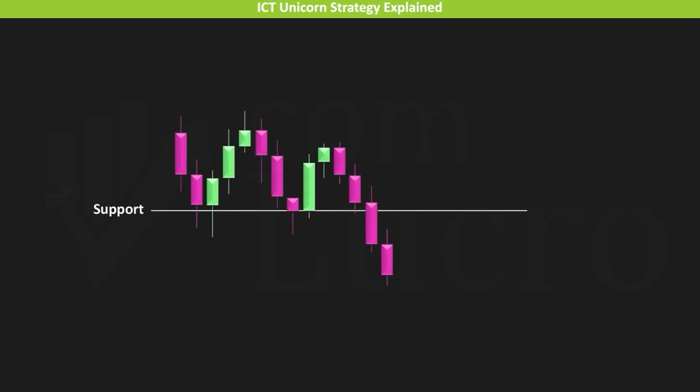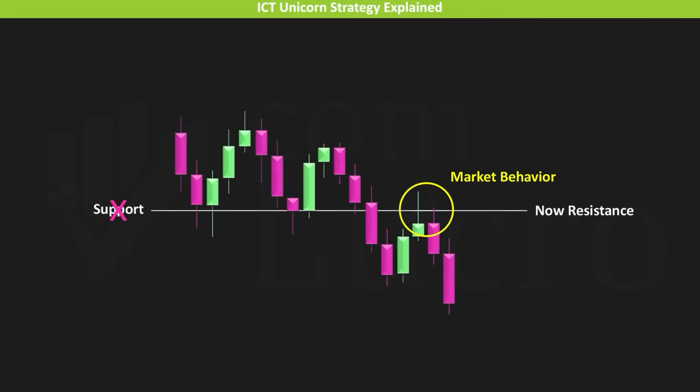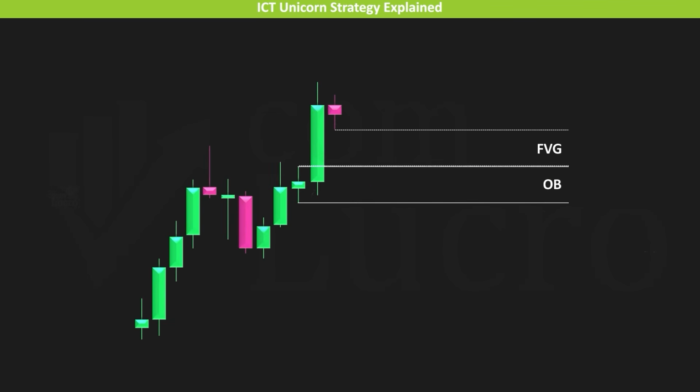When price breaks through support, that same level often acts as resistance later, simply because of how traders react to it. The same principle applies to order blocks. An order block can fail due to a shift in market structure, an overextended price, or price tapping into an important higher time frame level.